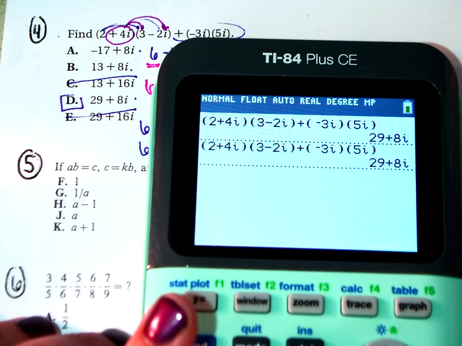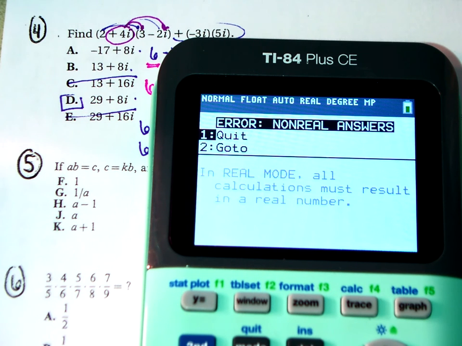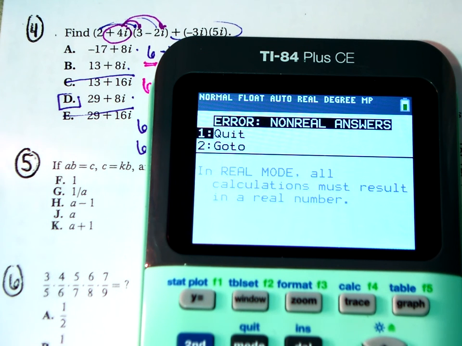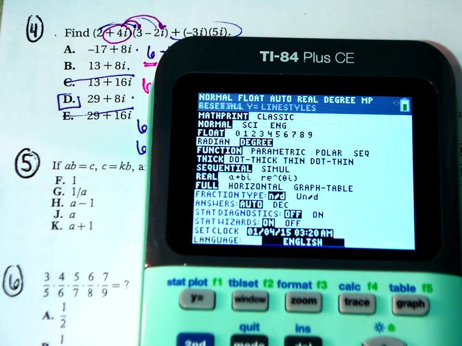I don't have an answer for that because it usually says no. But I think it won't work now if I square root a negative. Yeah, there's the error. So if you put i in there, I guess it's fine. Honestly, I learned something new. So let's change it back to imaginary mode and complex.